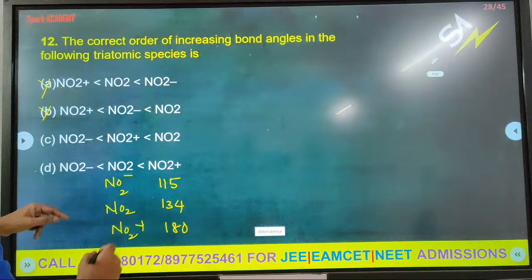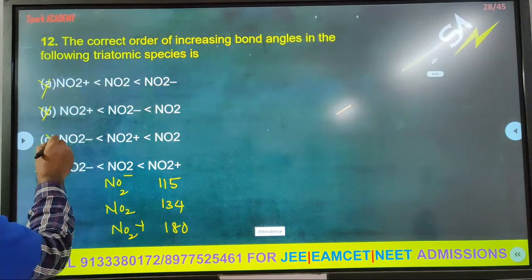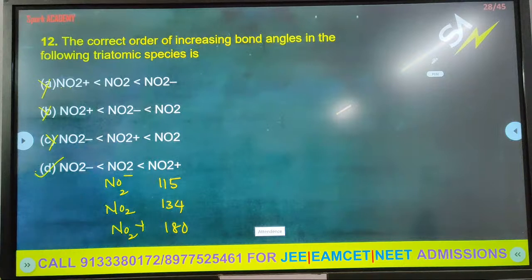So what about NO2 minus 150? NO2 plus 180, wrong. So what about NO2 minus 115, NO2 134, NO2 plus 180? It is the increasing order. So the correct order of increasing bond angles in the following triatomic species is NO2 minus, NO2, NO2 plus.